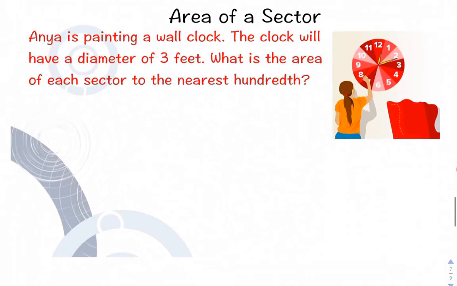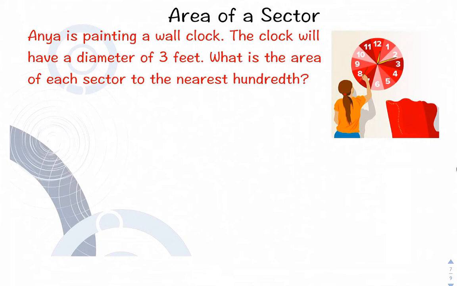So area of this sector: Anya is painting a wall clock. The clock will have a diameter of 3 feet. What is the area of each sector to the nearest hundredth? So in this case, we're thinking, okay, how much paint do I need for each of these sections? So then if she's getting different colors, she can approximate how much paint she needs for the whole thing.